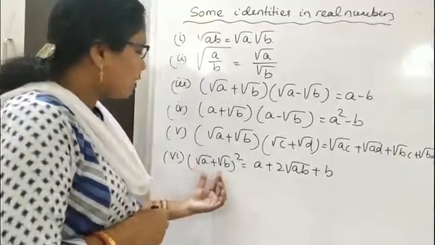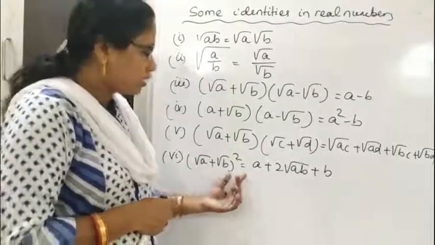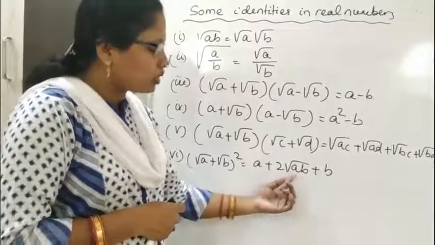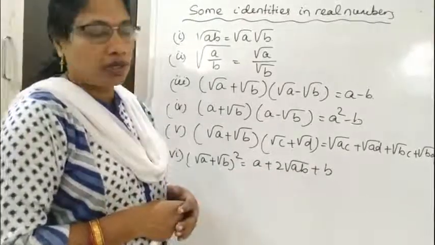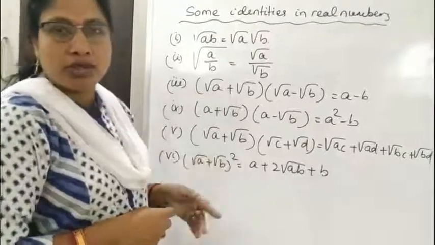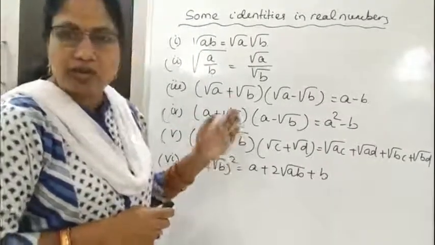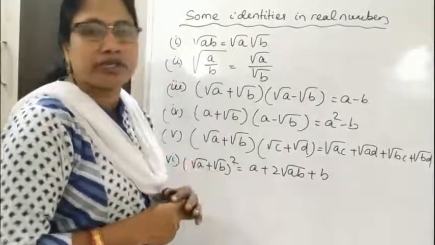Then root A plus root B whole square is equal to A plus 2 root AB plus B, using the algebraic identity. So let us solve some examples by using these identities.